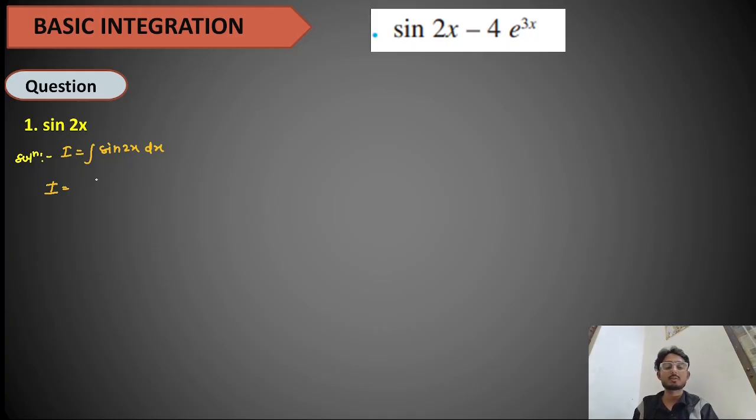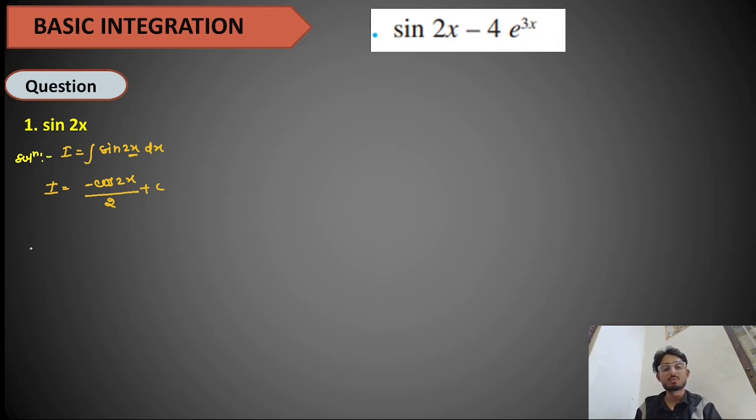Here the integration of sin 2x equals −cos 2x. And what happens to this remaining term? Here it is not only x, it is 2x, so we do the differentiation of this 2x. The differentiation of 2x is 2, so you write 2 in the denominator: −cos 2x / 2 + c.